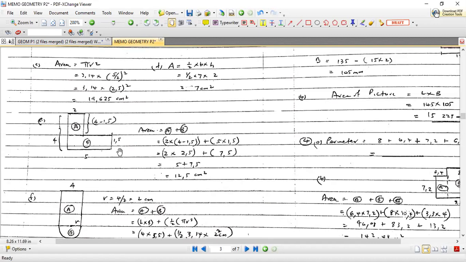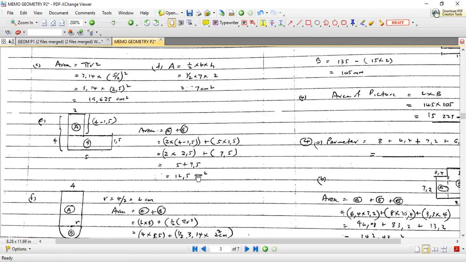For figure B, we have the breadth being 1,5 and the length being 5 centimeters. So we simply add those two shapes, the area of A and B, to get the area of figure E, which is 12,5 centimeters squared.